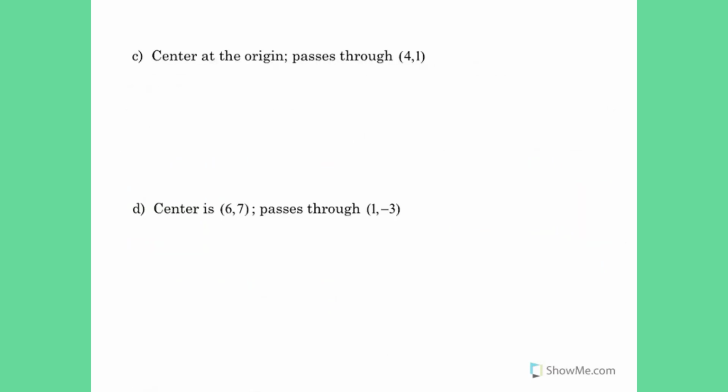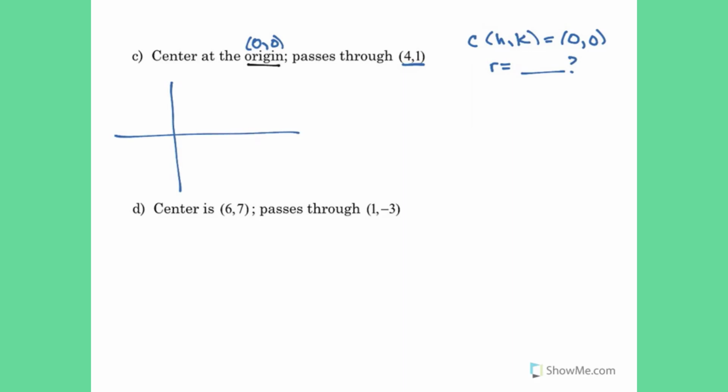Okay, so we have center at the origin. Origin, that means 0, 0. But it passes through the point 4, 1. So think, what two things do I need? I need my center, which is h and k. So they gave me that. That's 0, 0. But I need my radius. I don't have that. So again, I'm a visual person. So here's my origin. That's my center. And it passes through the point 4, 1.